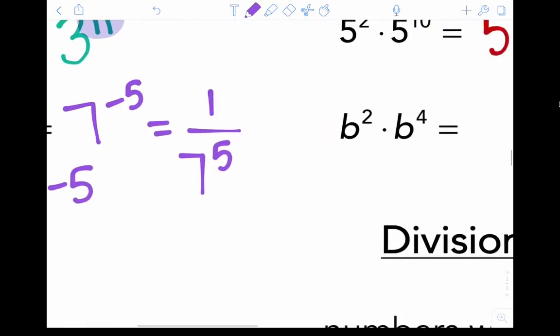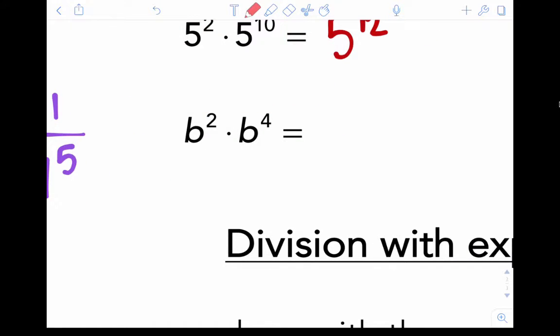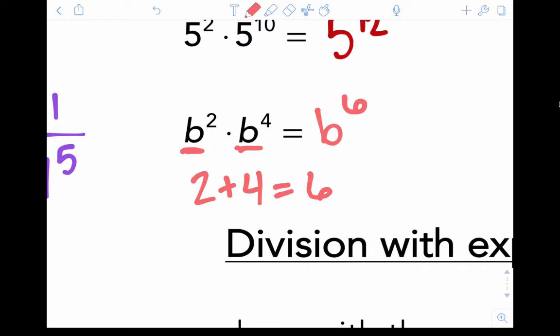The next problem, I have b squared times b to the 4th. Even though I have variables in this, I'm going to treat it exactly the same as I would any other problem. I still have the same base, I have the same variable for the base. So I'm just going to add my exponents. 2 plus 4 is equal to 6. So this answer is just b to the 6th.